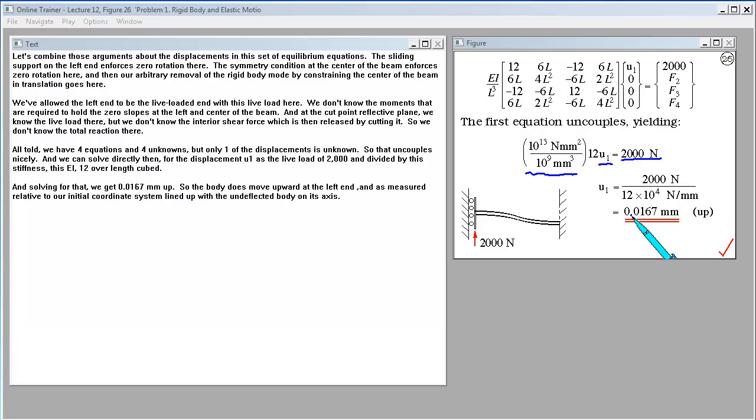And solving for that, we get 0.0167 millimeters up. So the body does move upward at the left end, as measured relative to our initial coordinate system lined up with the undeflected body on its axis.